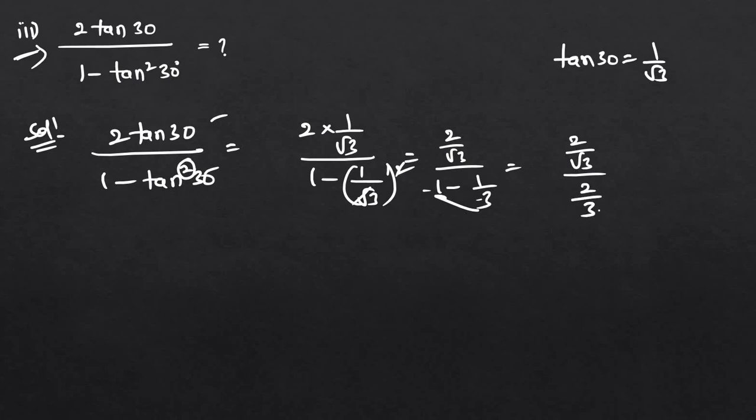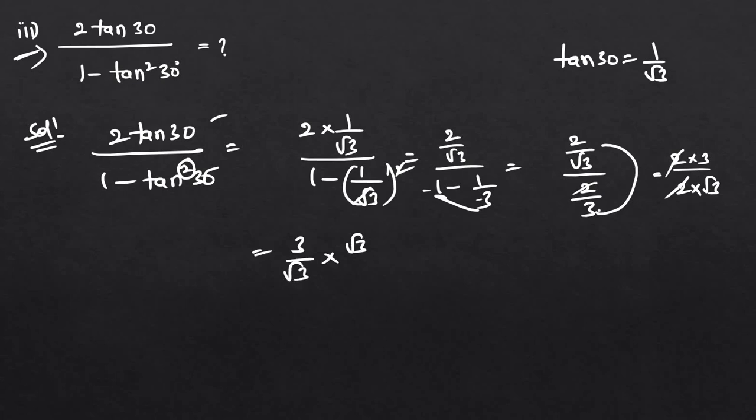2 divided by 3 will come here. How much? 2 divided by 3. So this goes to the opposite, on the numerator, and it will become 2 into 3 divided by... okay, we'll do it like this: 3 divided by 2 into root 3 will come. So the 2s will get cancelled, and 3 by root 3 will come here.